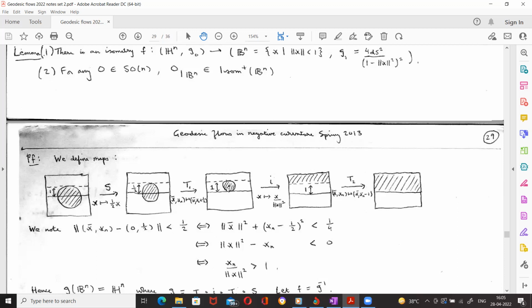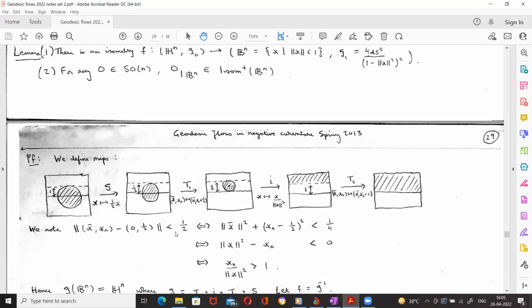So under an inversion, what will happen is that this ball here will go to an upper half plane of points with height at least 1. And then you just do a vertical translation by -1 to bring it down to the upper half plane. All right. So all you have to check is this step, that this ball goes to this upper half plane. So what is this ball? This ball is basically norm of (x bar, xn) minus (0, half) less than half, right?